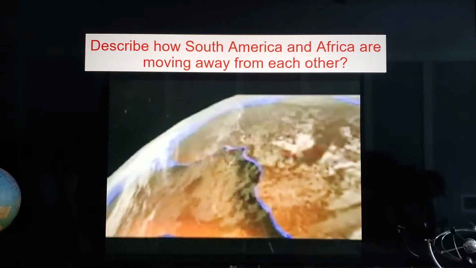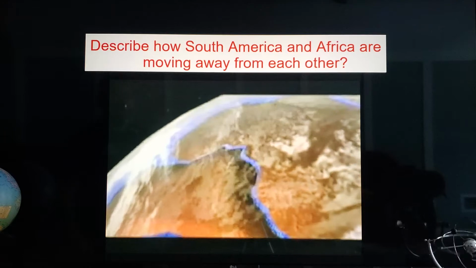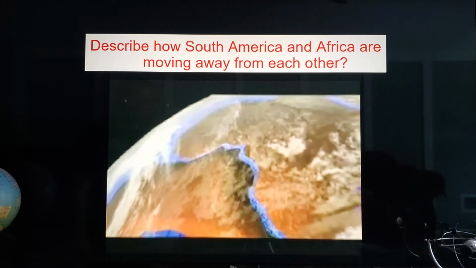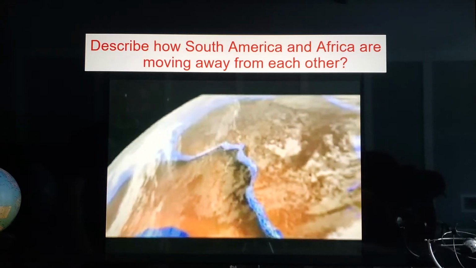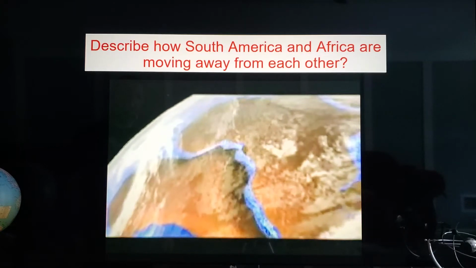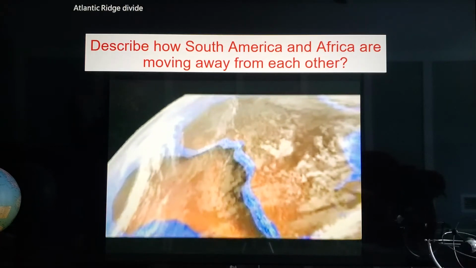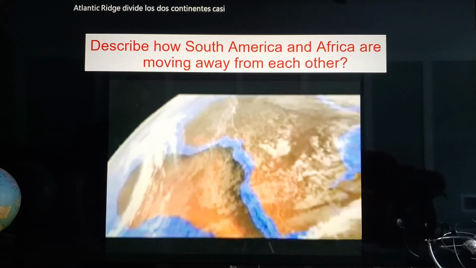Evidence of the unzipping is clear. The shorelines of South America and Africa match perfectly, and under the ocean, the mid-Atlantic ridge divides the two continents almost exactly down the middle, where it still pushes them apart.